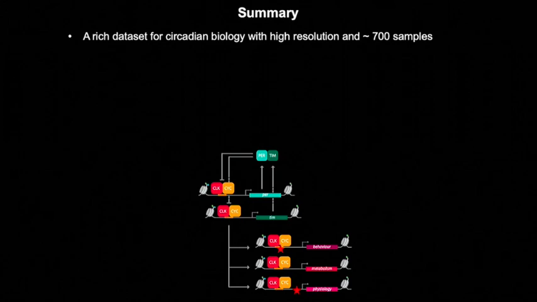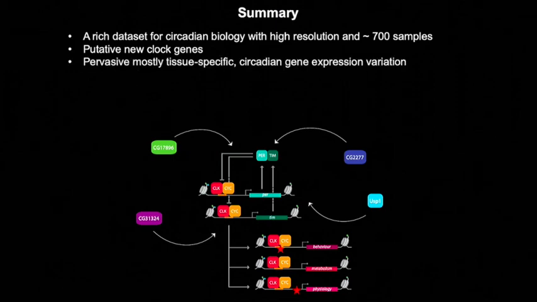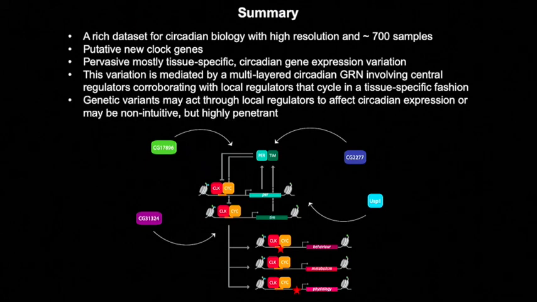So with that, I no longer will bother you with more science. I will simply summarize what I just talked about in the second part. I think we now have a very rich data set for circadian biology with high resolution and more than 700 samples or transcriptomes. We found putative new clock genes. We found pervasive, mostly tissue-specific circadian gene expression variation. And this variation, we think, is mediated by a multi-layered circadian gene regulatory network involving central regulators that collaborate with local regulators that cycle in a tissue-specific fashion. And genetic variants may act through these local regulators to affect circadian expression, or may be non-intuitive but highly penetrant, as the one that I showed you at the end.